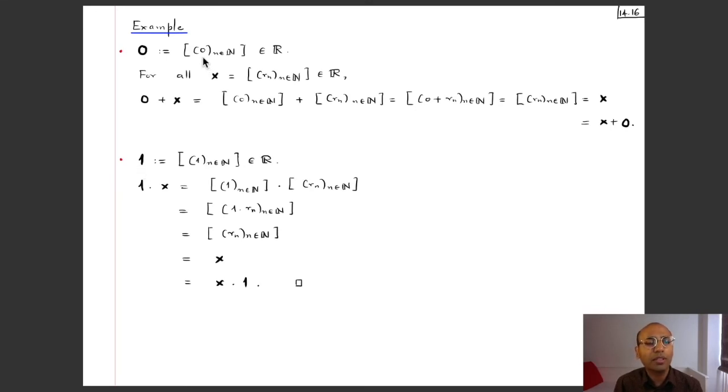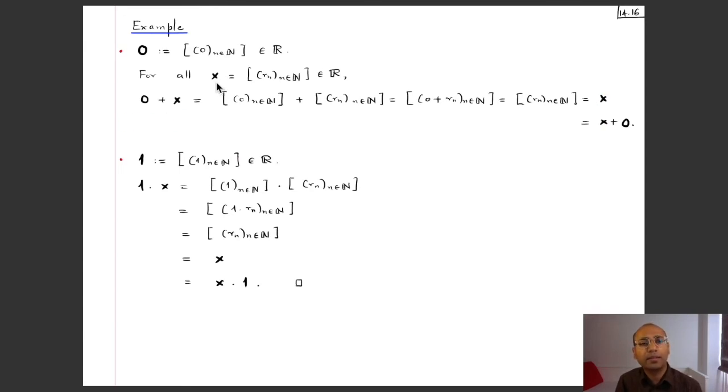So first consider the constant sequence, all of whose terms are 0. That's a Cauchy sequence in Q. And let's take the corresponding equivalence class, which we denote by this symbol, boldface 0, and that we will show is the additive identity for real number addition. So for all real numbers x, we will show that 0 plus x is equal to x, and then by commutativity that will also be equal to x plus 0.